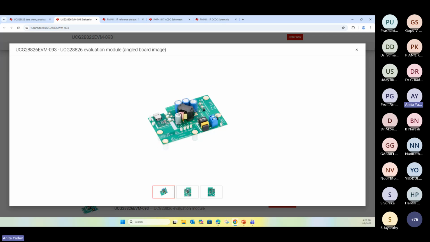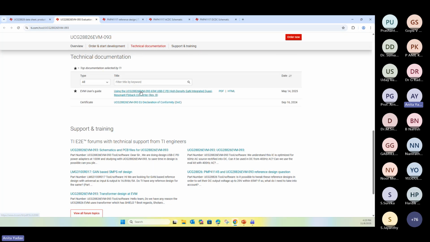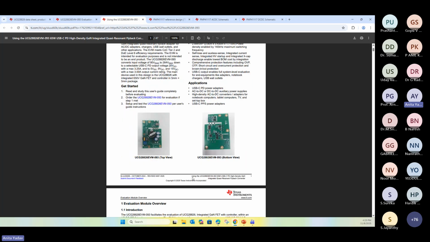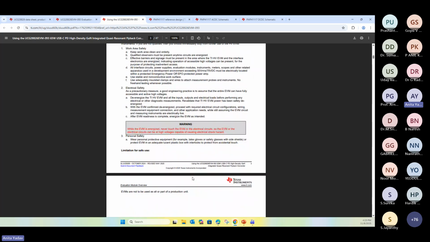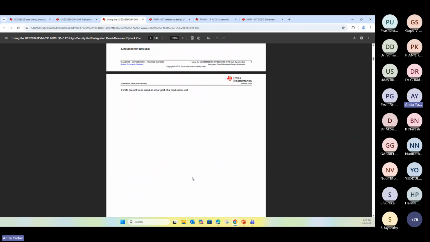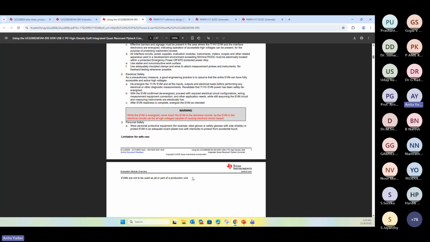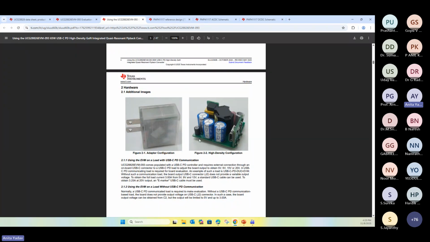So the circuit I will show. Then you can go through its documentation. You will find its user guide. In the user guide, you will see the detailed test reports for this board, and all the safety measurements have been written. So if anyone is planning to use it or evaluate it, please go through its safety measures first if needed.